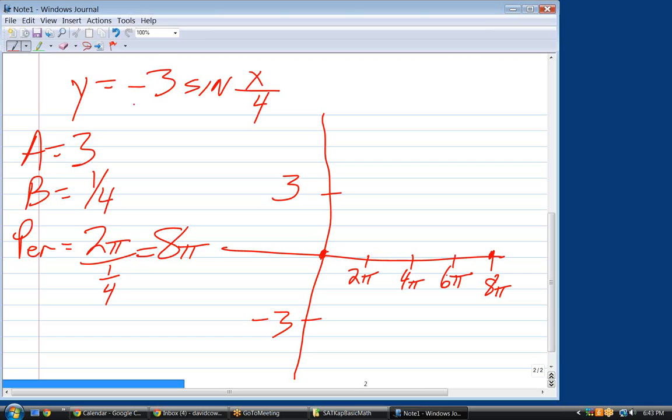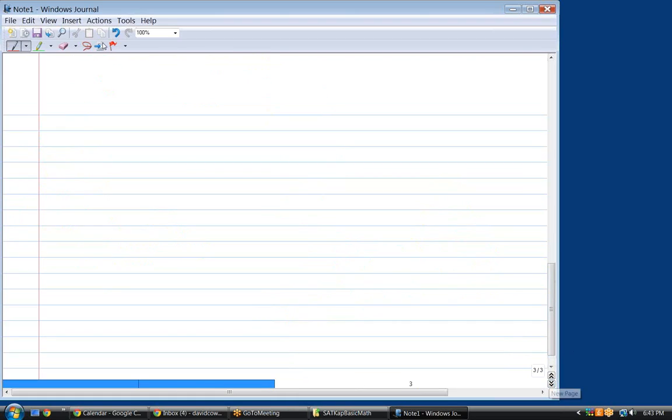What's the negative do? Reflects it over the x-axis. Okay, so I've got to hit this point, I've got to hit this point, I've got to hit this point, and I've got to come back down and hit that point. Okay, what else?